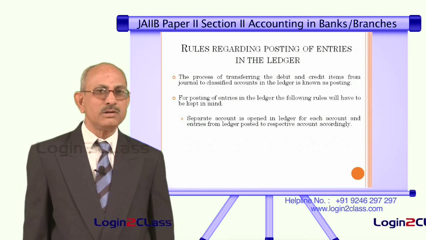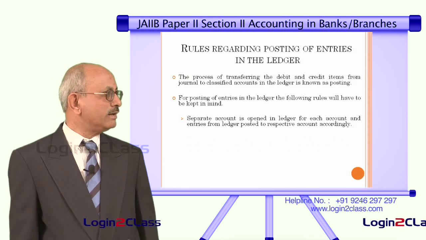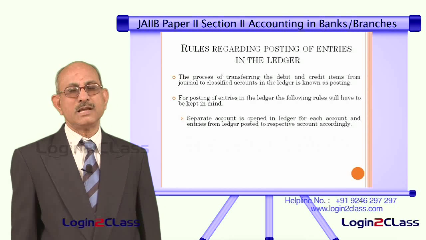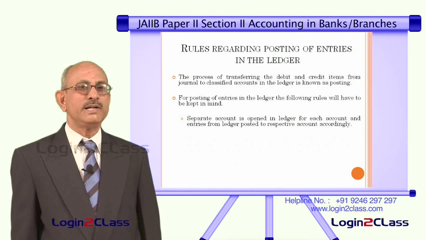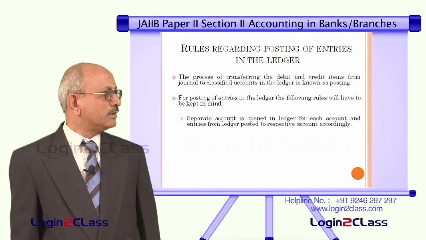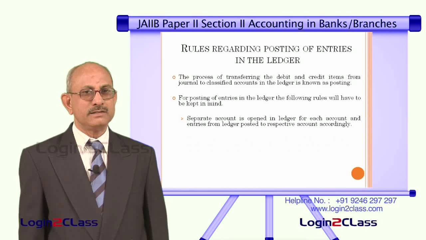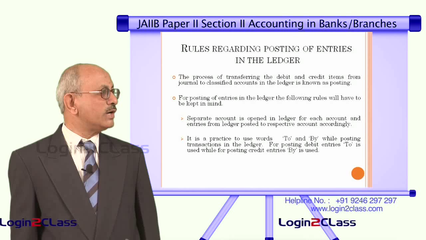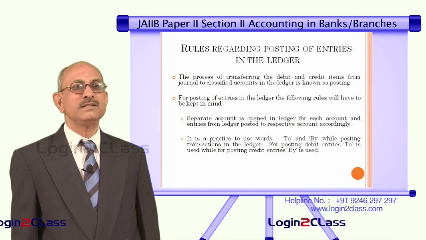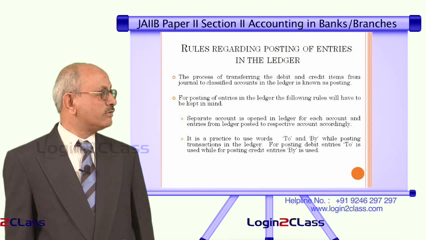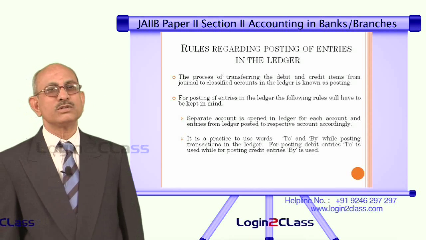You will have one account under one page, and depending on the number of transactions you may have different ledgers also. For example, one ledger may contain only 10 accounts, another ledger will contain another 10 accounts. So, we will have separate heads for each of these accounts. It is the practice to use the words to and by while posting transactions in the ledger. So, this is the convention. For posting debit entries, to is used, while for posting credit entries, by is used.